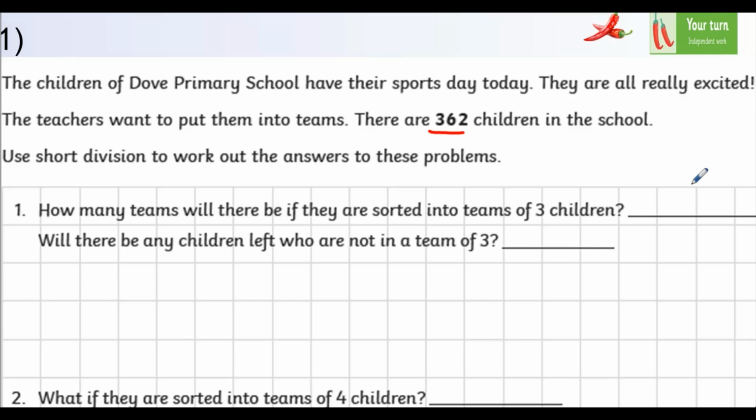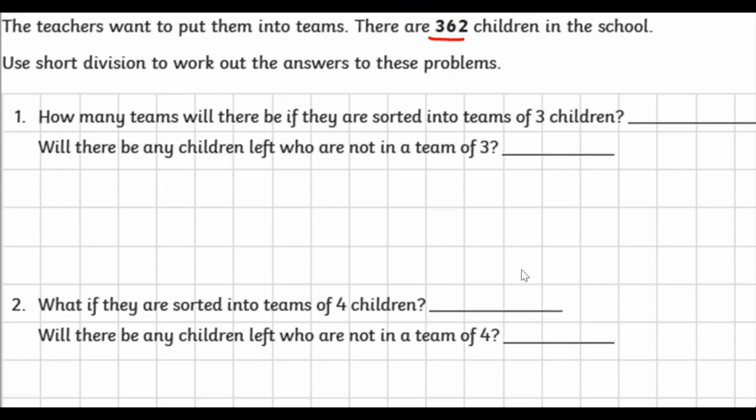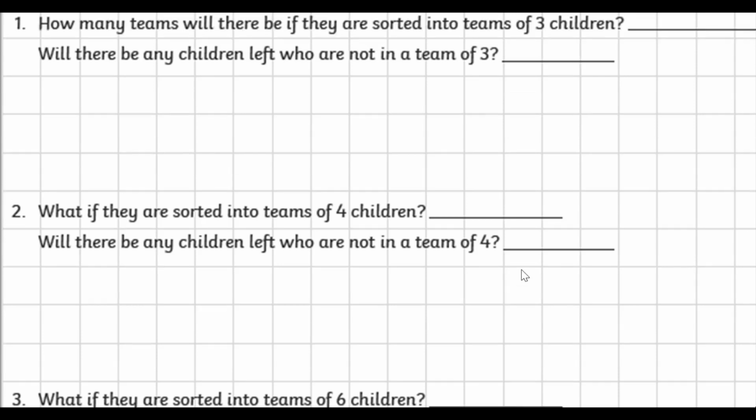Use short division, so the bus stop method, to work out the answers to these problems. Question number 1. How many teams will there be if they are sorted into teams of 3 children? So you would do 362 divided by 3 here. And then will there be any children left over who are not in a team? So what's the remainder once you divide it by 3? And I'm just going to scroll down so you can see your other questions.